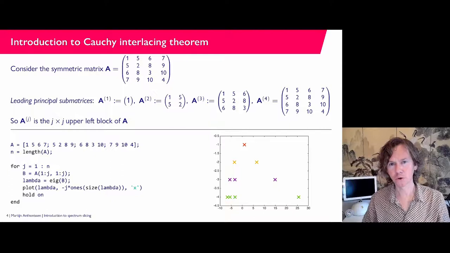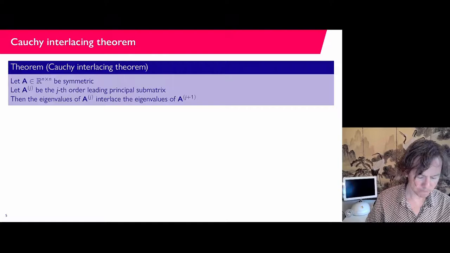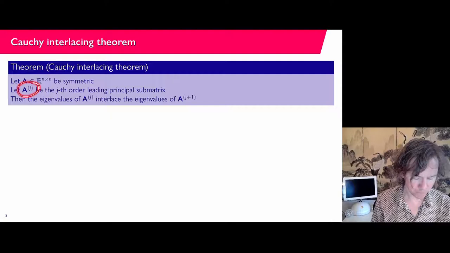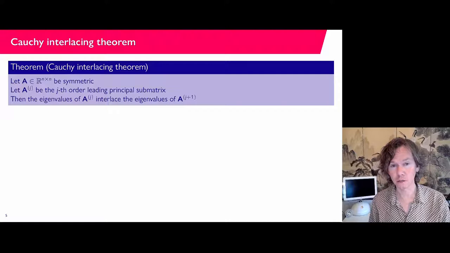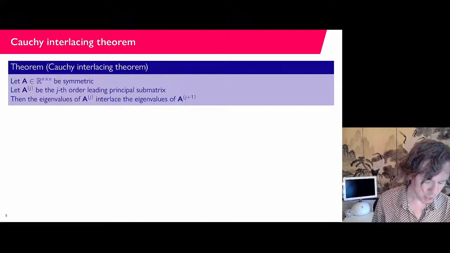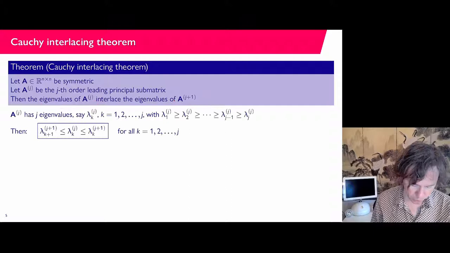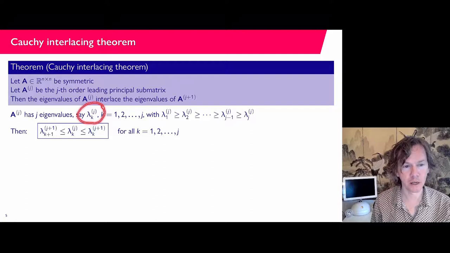So let's see how you can formulate that. The same setup as we had on the previous slide. I have a symmetric n by n matrix. Aj is the jth order leading principal submatrix, so just the j times j upper left block of the matrix. And then what it says is the eigenvalues of Aj interlace the eigenvalues of Aj plus 1. So they are located in between those eigenvalues. To make that a bit more clear, say that Aj has the eigenvalues lambda superscript j subscript k, so k runs from 1 to j, and the superscript indicates which block we're talking about.